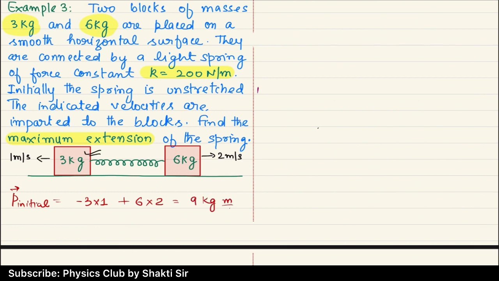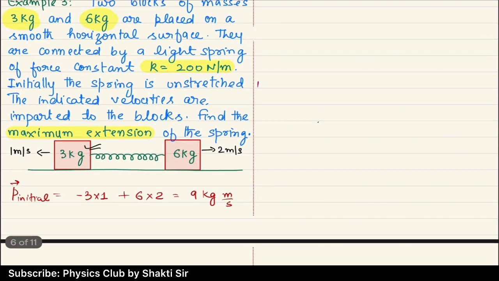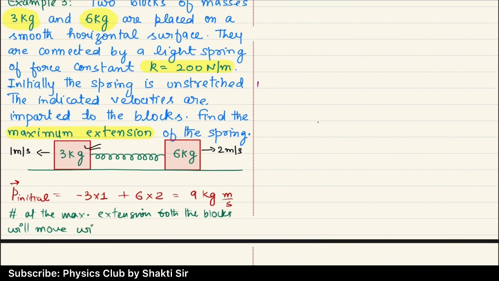Again, we will use the concept. At the maximum extension, both the blocks will move with the common velocity. So what's the common velocity? We will calculate. Let's say Vc is the common velocity.